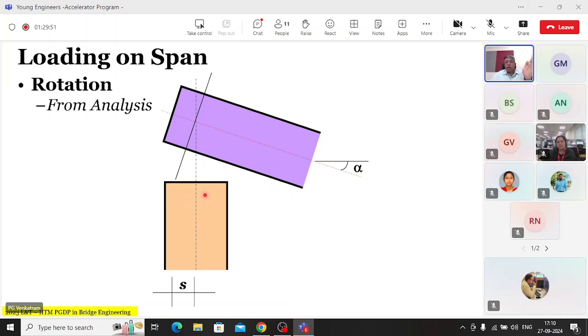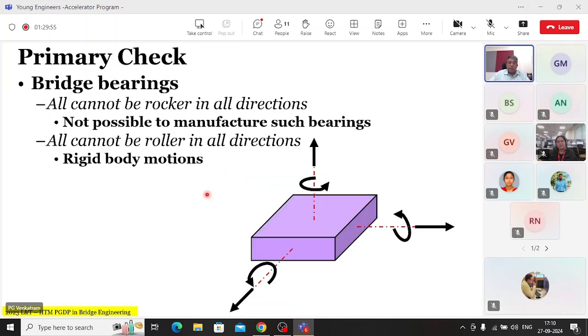So this kind of a rocker arrangement was made classically in the olden days. Of course, now with all that we understood, there are a few primary checks which must be done with every bearing. All bearings cannot be rocker in all directions. A single bearing cannot be a rocker in all directions. And the main reason is that it's not possible to manufacture such a bearing. That means it allows a rotation in all the three directions, it is not possible.